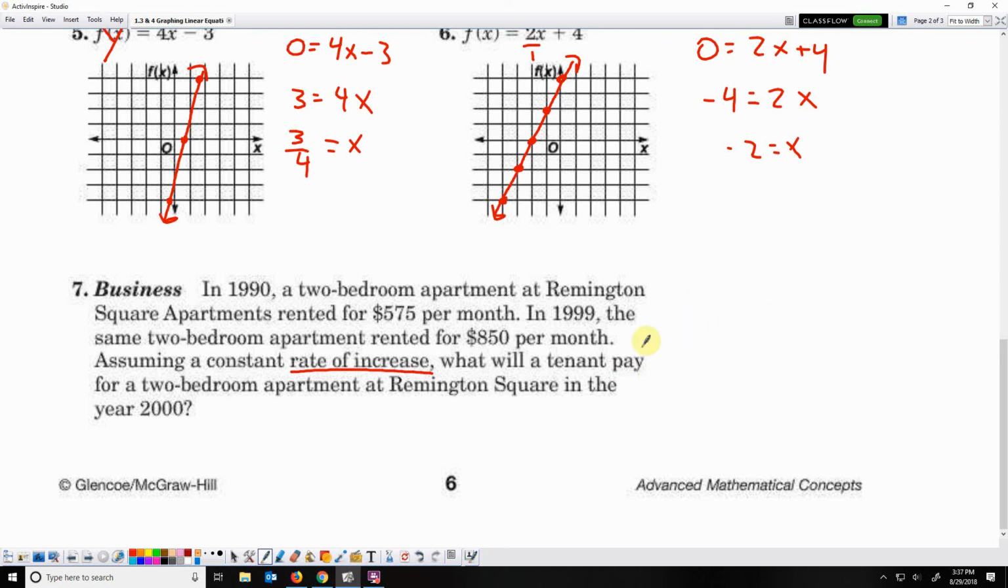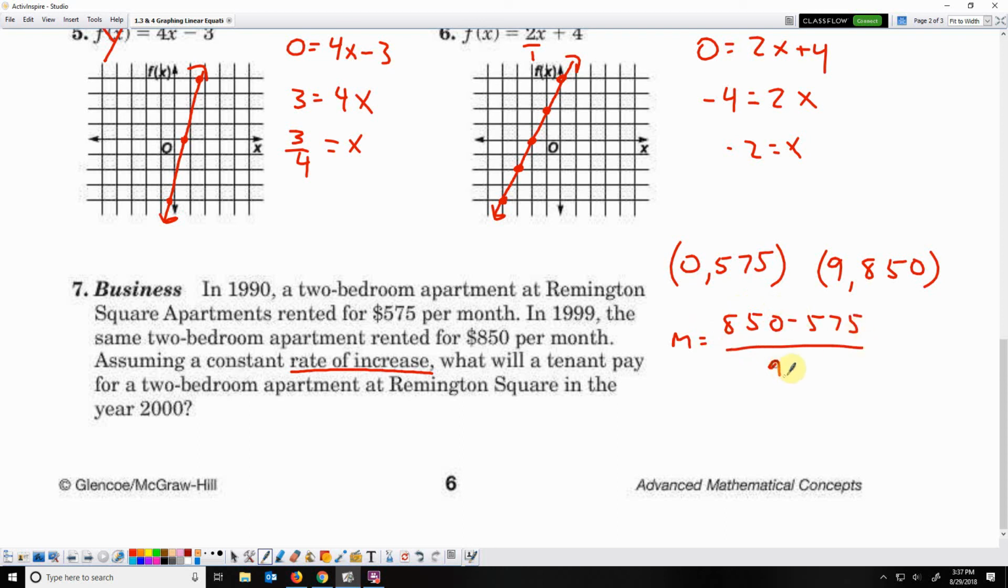But we'll call 1990 year 0. When this began, the initial value, year 0, was $575. And then in 1999, year 9, the same apartment was $850. So our slope is y minus y over x minus x. So that would be $850 minus $575 over 9 minus 0, which is about $30.56. So on average, it was going up $30.56 every year.